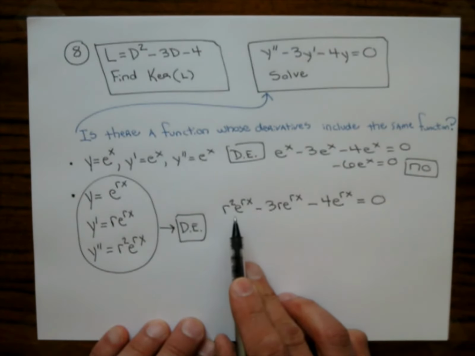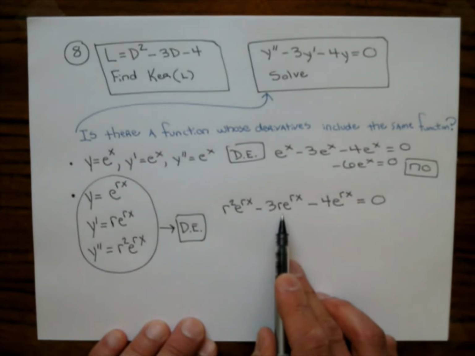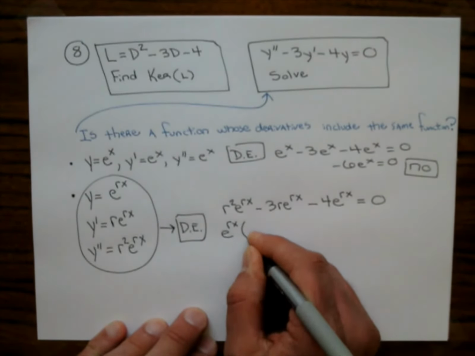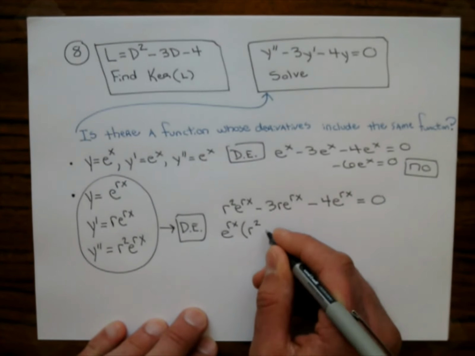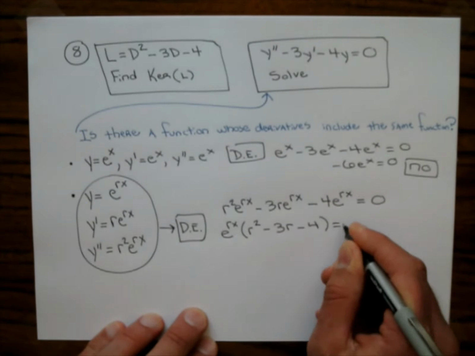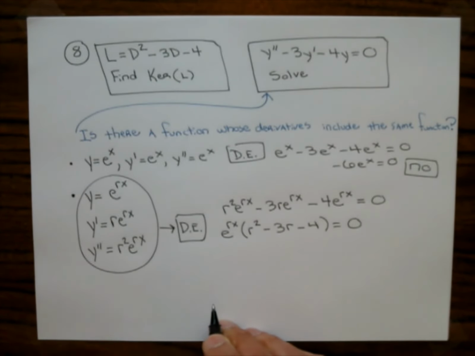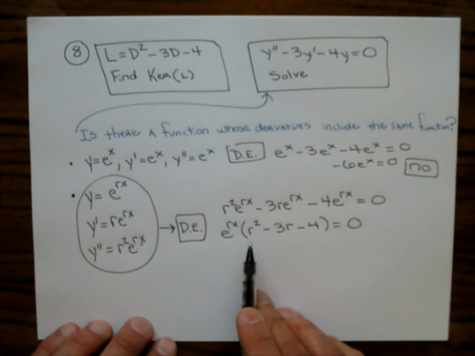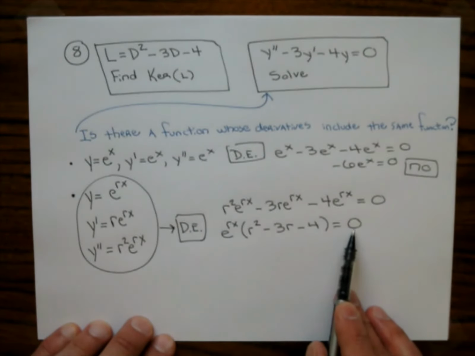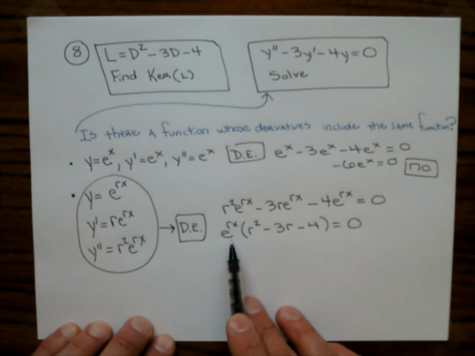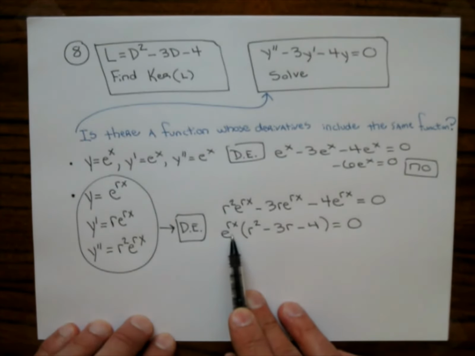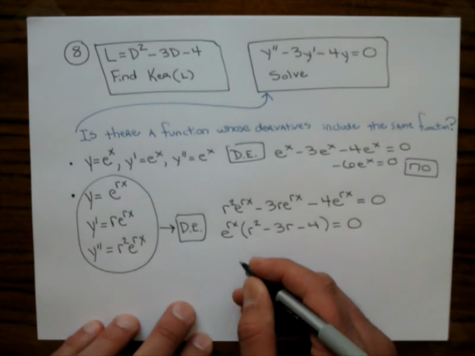I'll make the realization on the left-hand side that there's an e to the rx in all the terms. I'll factor it out, and I have e to the rx times r squared minus 3r minus 4, which equals 0. Well, this e to the rx can never equal 0. It doesn't matter how hard you try to think of what value would make that happen, it will never equal 0.